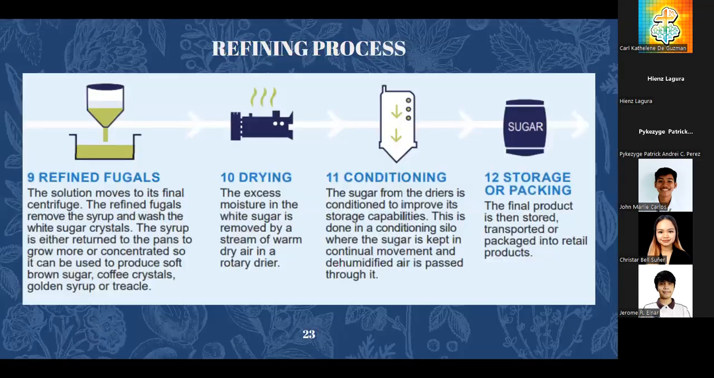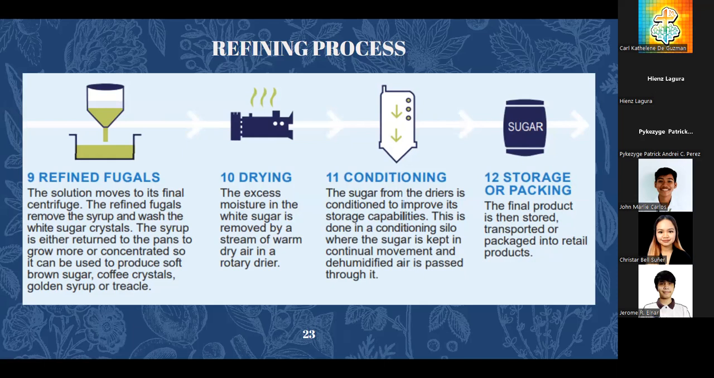The ninth process is refined fugals. The solution moves to its final centrifuge. The refined fugals remove the syrup and wash the white sugar crystals. The syrup is either returned to the pans to grow more or concentrated so it can be used to produce soft brown sugar, coffee crystals, golden syrup, or treacle.